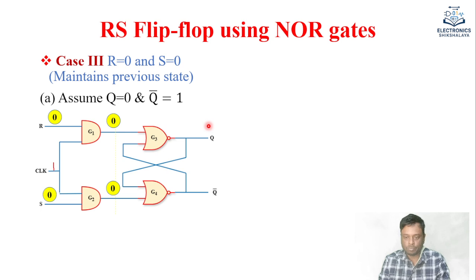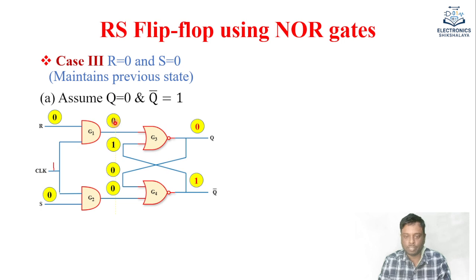That is why you have to make an assumption, as we have seen in the case of the latches also. So we are first assuming that Q equal to 0 and Q bar equal to 1. Then this Q is connected to one of the inputs of G4. Again, Q bar is connected to one of the inputs of G3. So this 0 comes over here, and this 1 comes over here.